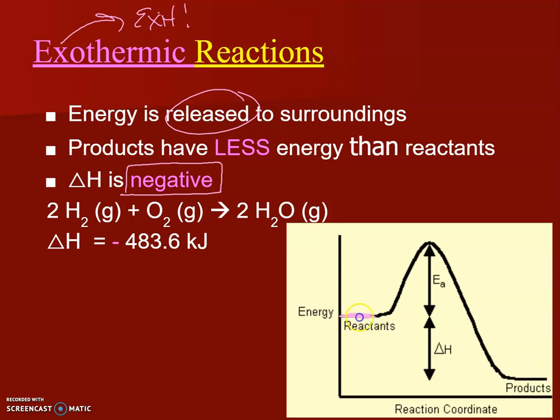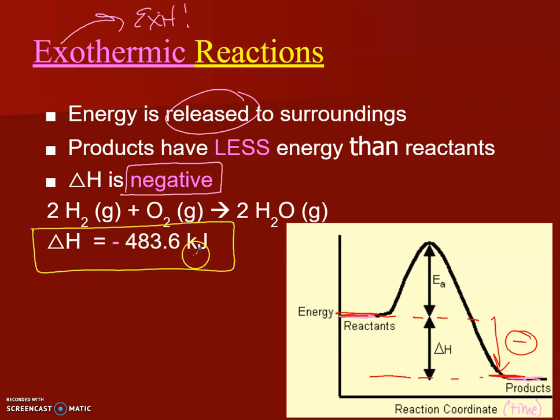So if the reactants start up here, this is our simple energy diagram. So we have energy as our y-axis. Our reaction coordinate is a fancy word for time. And our products are going to have much less energy than that. So if you have this energy and then this is where you end, if you compare these two values, the delta H will have dropped, which means it is going to be a negative value. So you'll see that the delta H over here is going to be negative 483 kilojoules. That negative tells you that it is going to be exothermic.